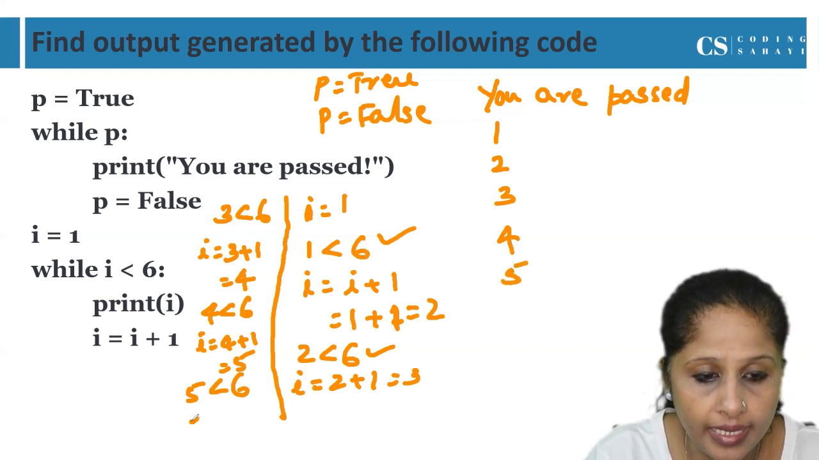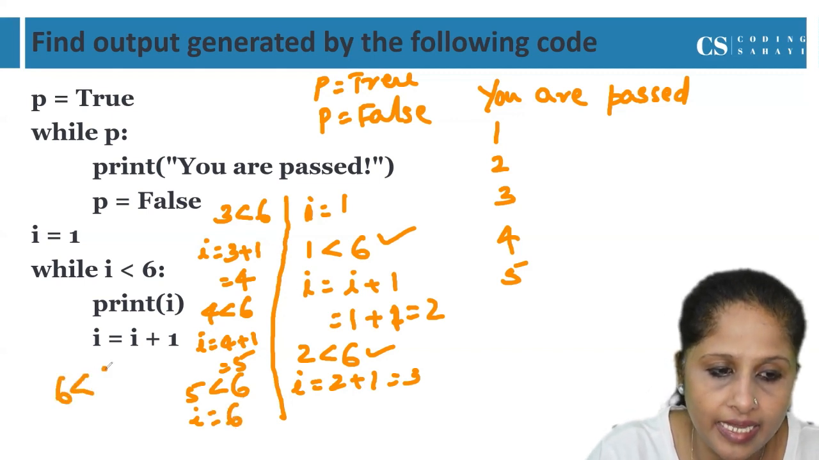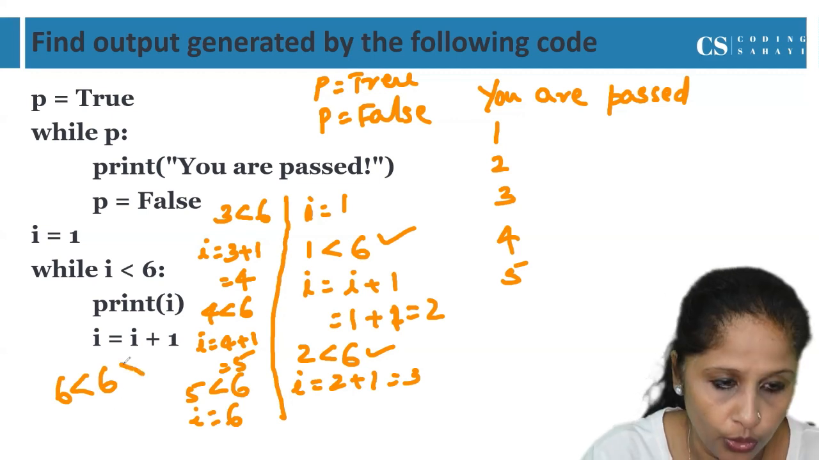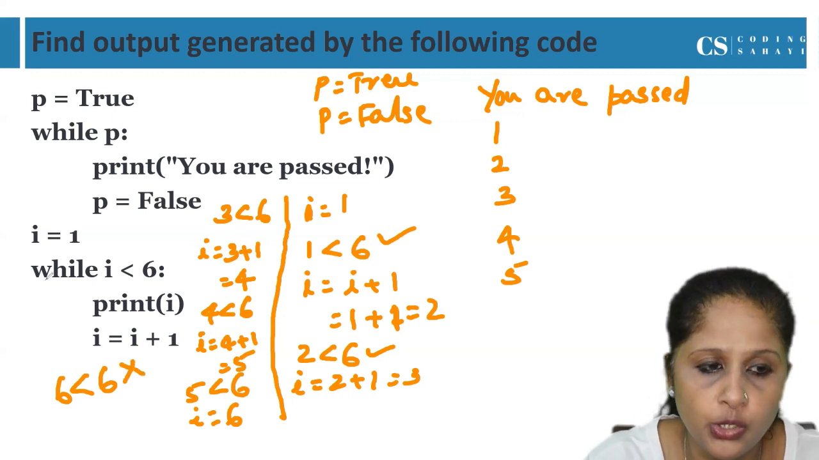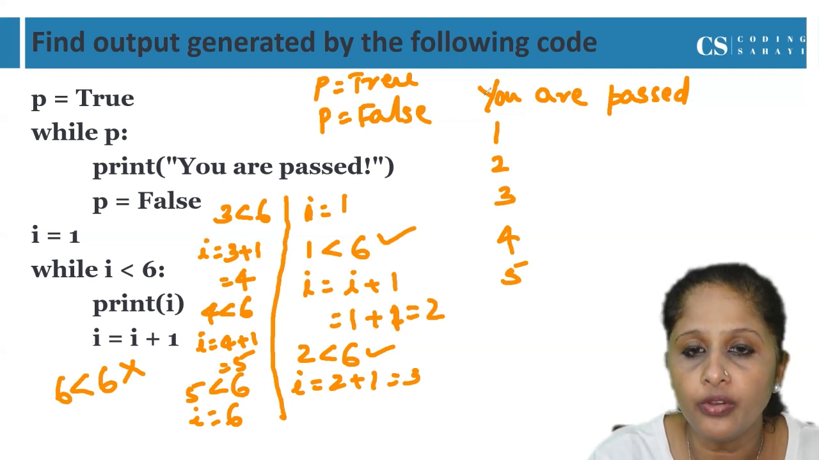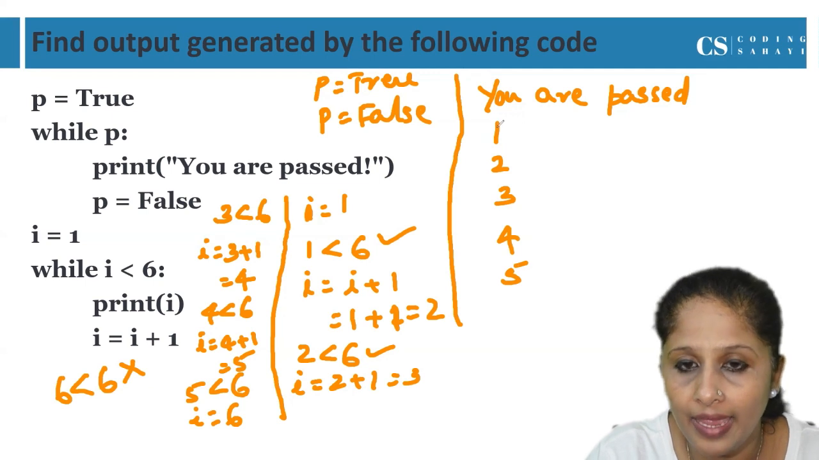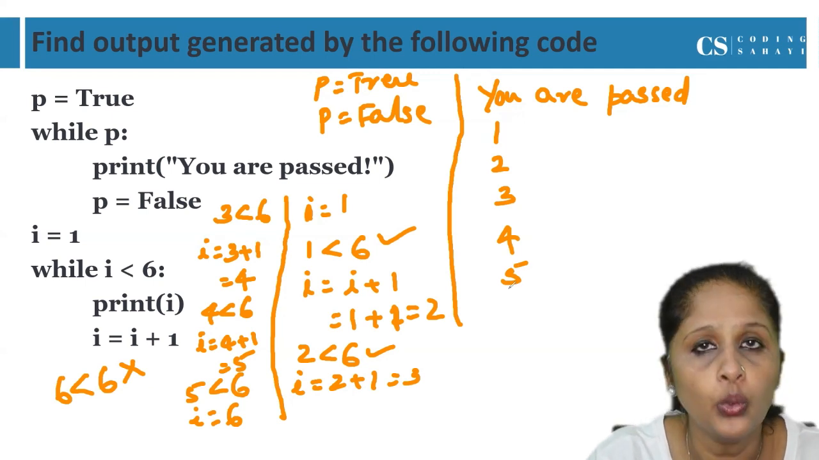Then I is again incrementing, that is 5 plus 1, 6. So then it is checking whether 6 less than 6. Is it satisfying? No. So our loop is finished here. After the loop we don't have any other statement. So the output of this question is this: you are passed, and it is printing from 1 to 5.